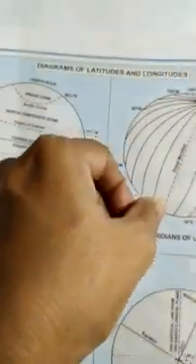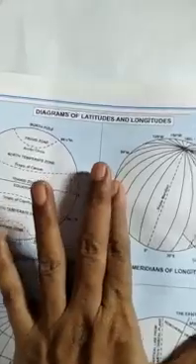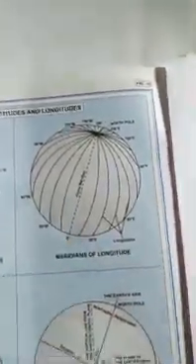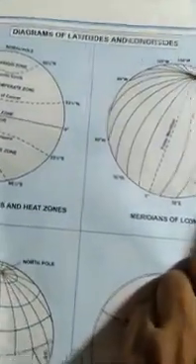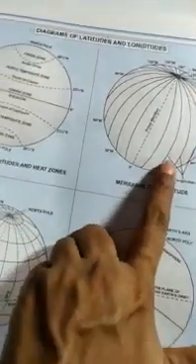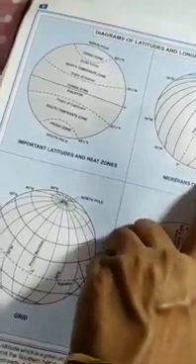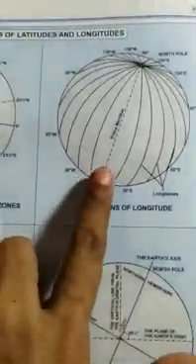They are divided from the prime meridian, that is, 180 degrees west and 180 degrees east, and it divides the earth into two equal parts, called the western hemisphere and the eastern hemisphere. And longitude is called the angular distance of a place east or west of the Greenwich.